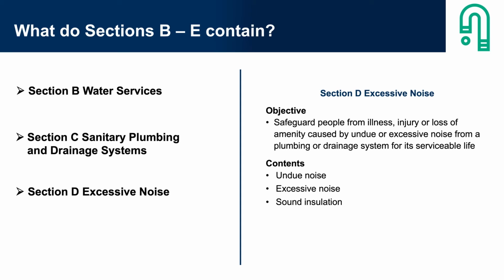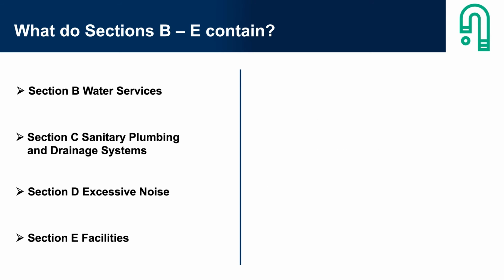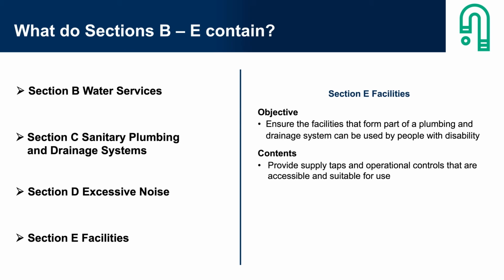This is termed a loss of amenity in the NCC, and plumbing and drainage systems should be designed to prevent this loss of amenity. Section E, Facilities, basically requires that taps and other controls must be accessible and suitable for use by all users, including those with disabilities.